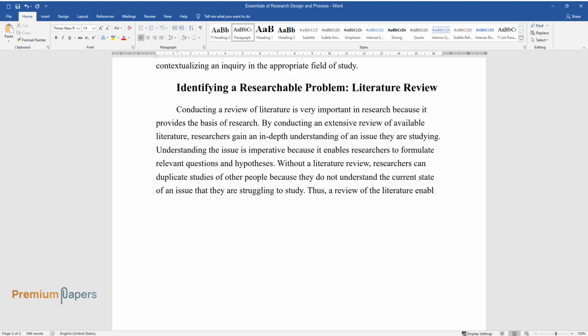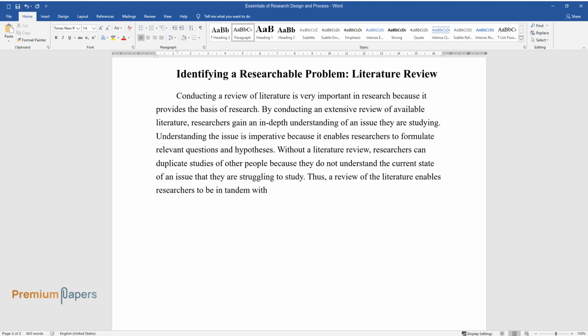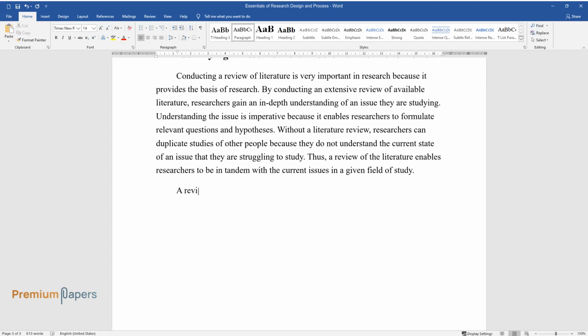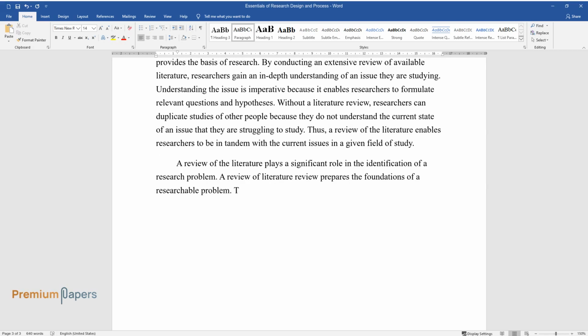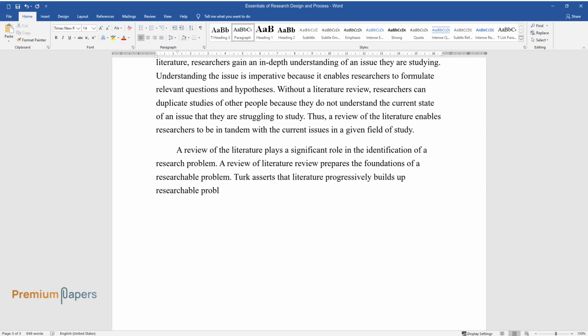Thus, a review of the literature enables researchers to be in tandem with the current issues in a given field of study. A review of the literature plays a significant role in the identification of a research problem. A literature review prepares the foundations of a researchable problem. Turk asserts that literature progressively builds up researchable problems.